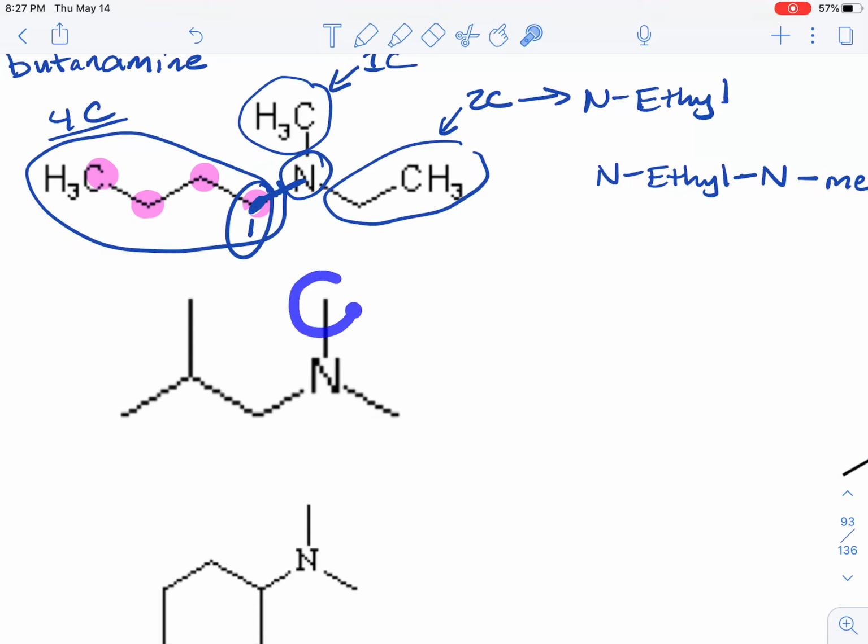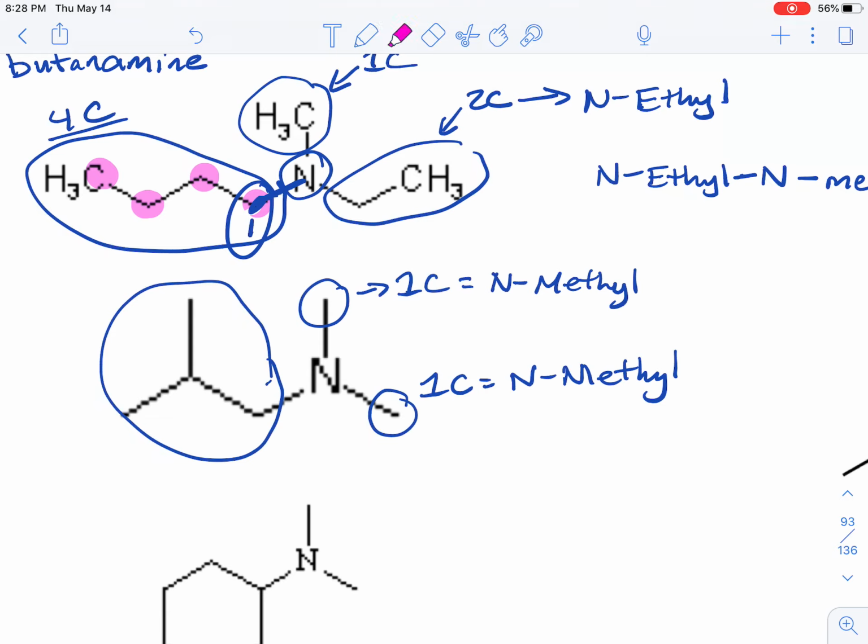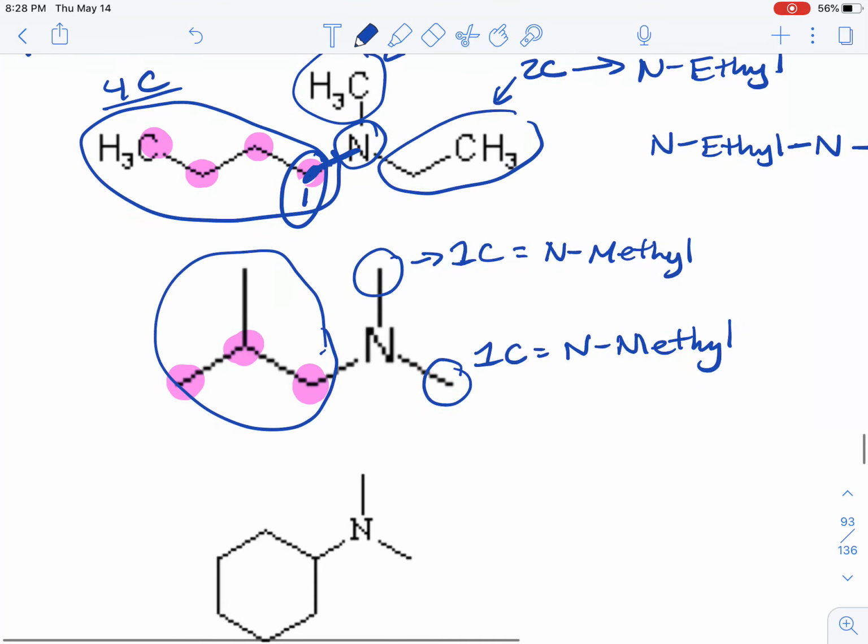And so here we have one, two, three R groups. Since we have three R groups, we would have to figure out which of these three R groups is the shortest. And so we have a one carbon, and we have a one carbon. And so this is going to be N-methyl, and then this is going to be N-methyl. And for the third R group, we have one, two, three carbons. So this is going to be propanamine.